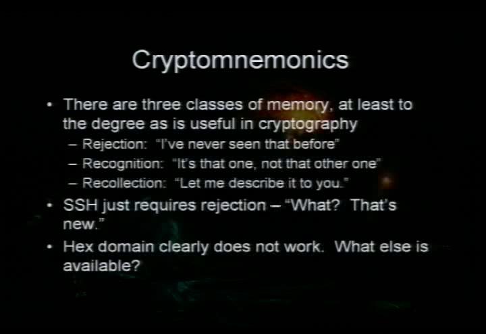All right, so check this out, crew. We got three useful things we can pull out of the human brain for crypto use. We've got rejection. What the hell is that? I have never seen that before in my life. We got recognition. It's that one. And we got recollection. That last one, recollection, is all about passwords. You know, recollect your password.